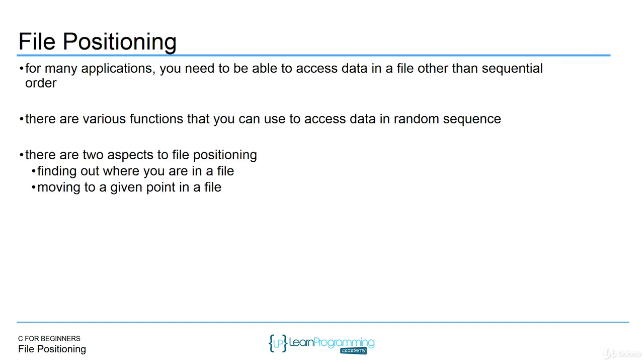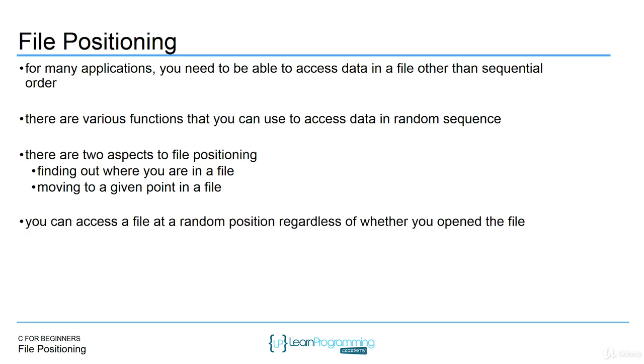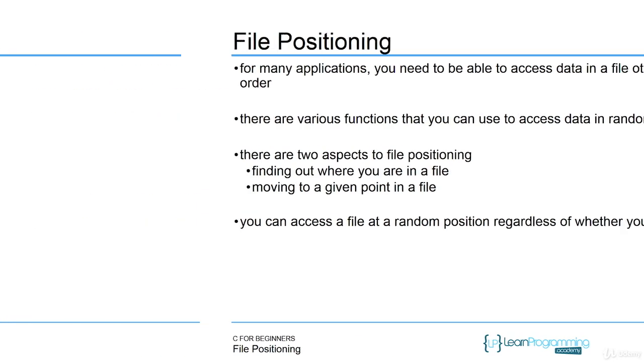There are two aspects of file positioning. One is finding out where you are in a file, and the other is moving to a given point in a file. Those are really the two things you want to find out when you're talking about the positioning of a file, what it's actually pointing to. So you can access a file at a random position regardless of whether you open the file. You can move your file pointer. You don't need to open up the file to change where you are, or to see where you are.